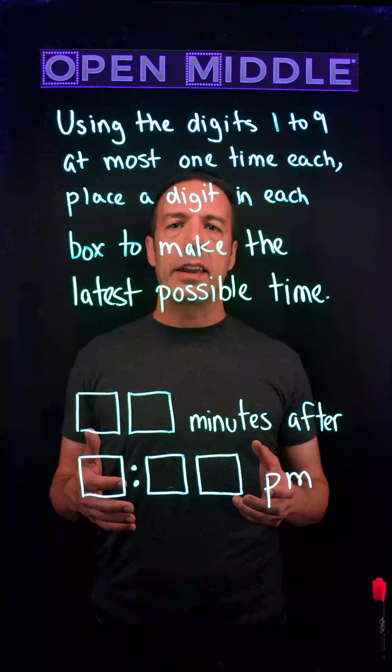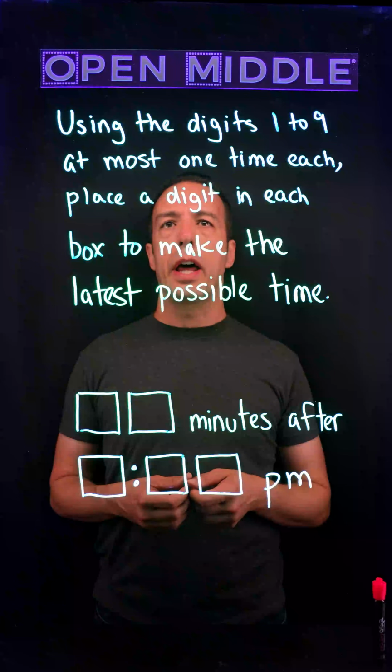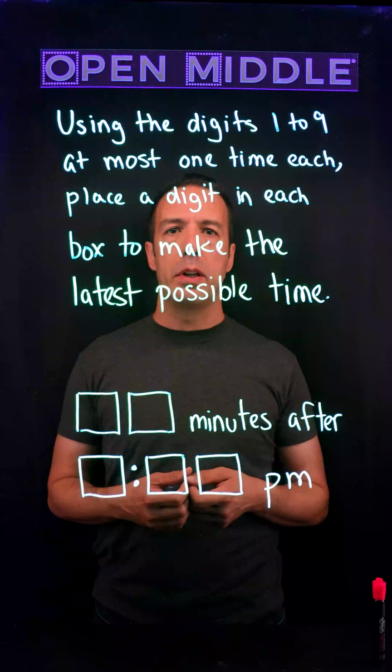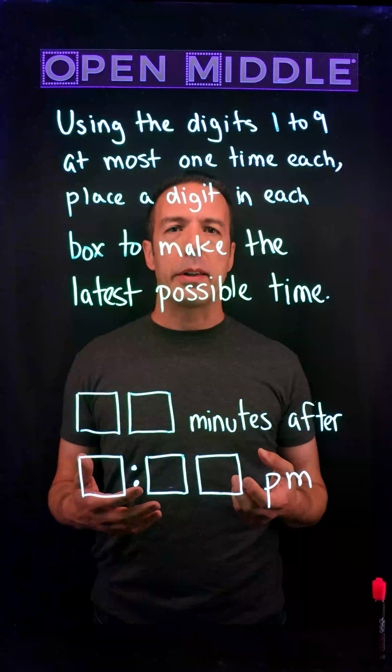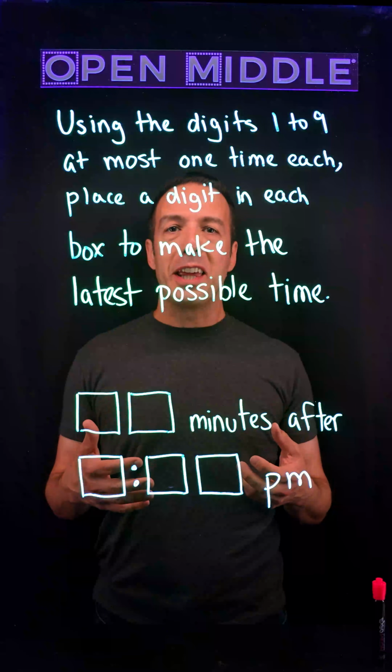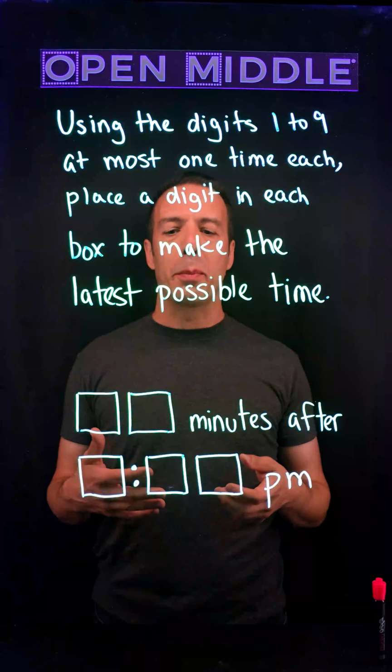So this problem is a lot like the last one. It says, using the digits 1 to 9 at most one time each, place a digit in each box to make the latest possible time. So with this problem, you're really thinking about which digits you're going to use and where you're going to place them.